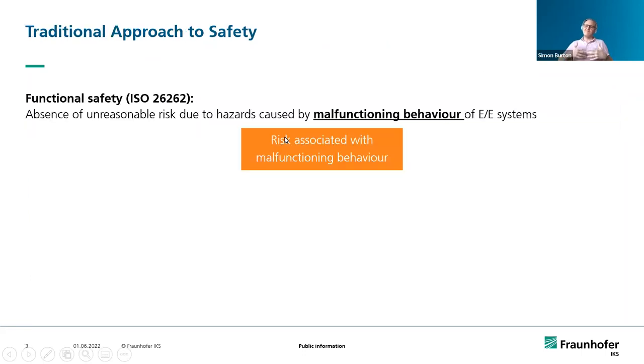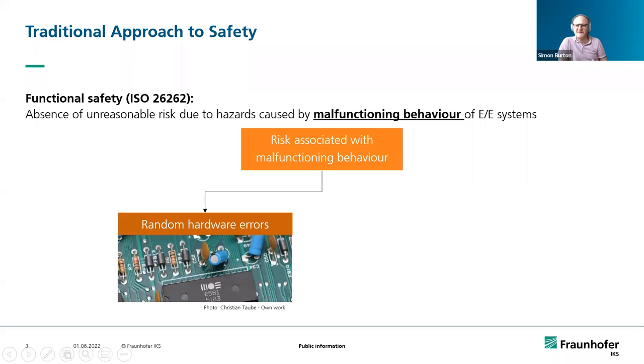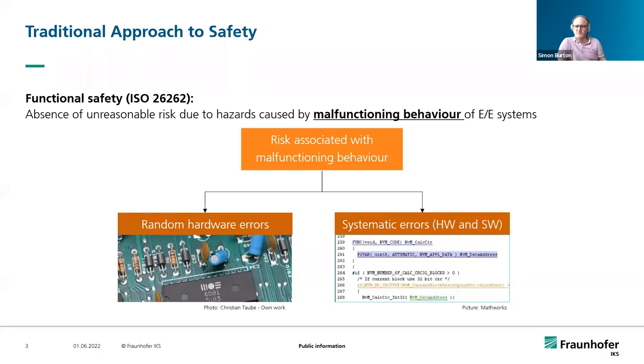When we look at electronic software intensive systems of the past and look at the traditional approach to addressing safety of these systems, we typically talk about functional safety. And functional safety is defined in terms of the absence of unreasonable risk due to hazards caused by malfunctioning behavior of the system. What's implied there is that something is somehow broken in the system, causes some malfunction of the system, and that somehow leads to a hazardous situation and risk maybe to people's lives. The types of malfunctions typically considered are random hardware errors, but also systematic errors. They could be in the hardware as well, but also in the software, for example, classic software bugs.